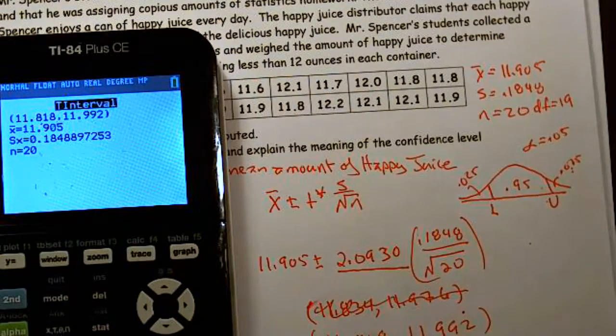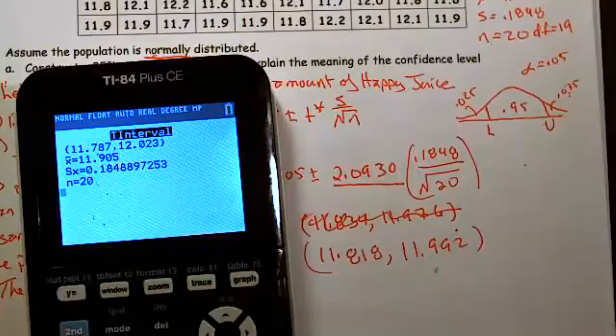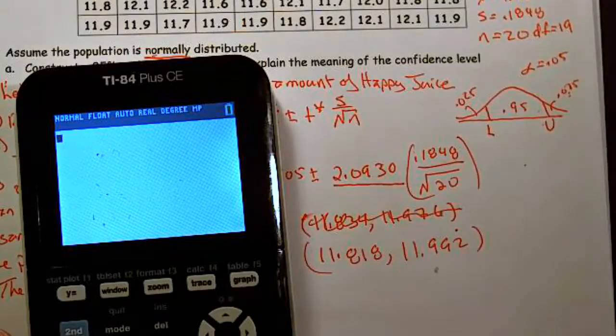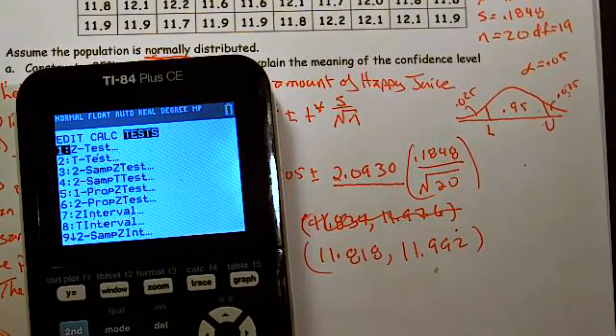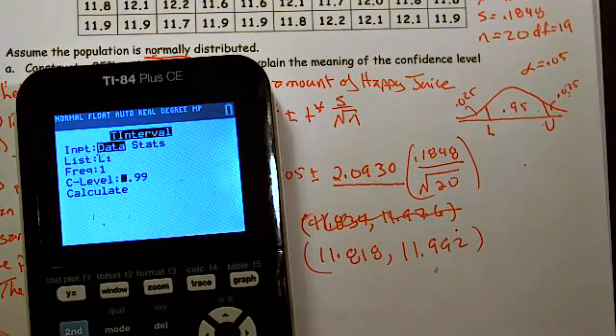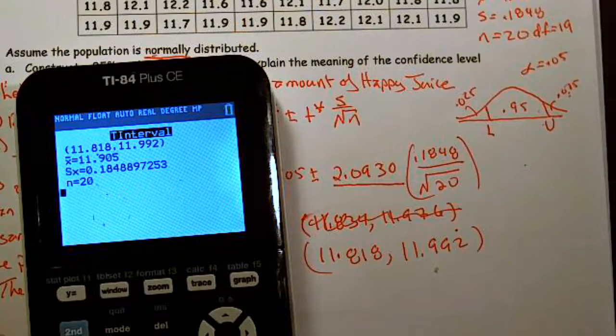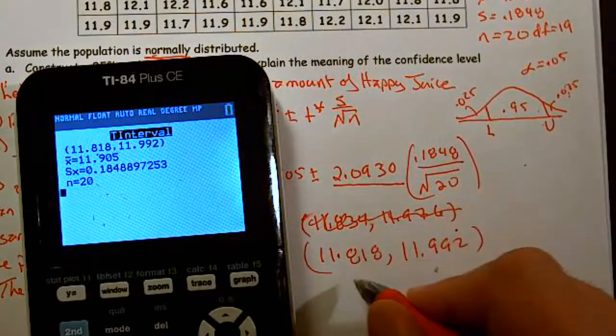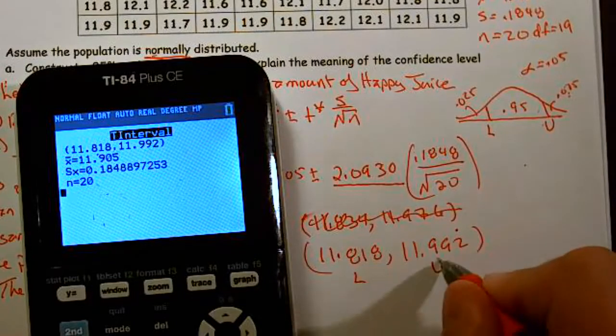Pause this for just a second. I apologize, but I'm going to run that one more time. So stat test number 8, which is a T interval. My data is in L1. My confidence level is 0.95. And I end up getting 11.818 and 11.992. So this is my lower bound, and this is my upper bound.